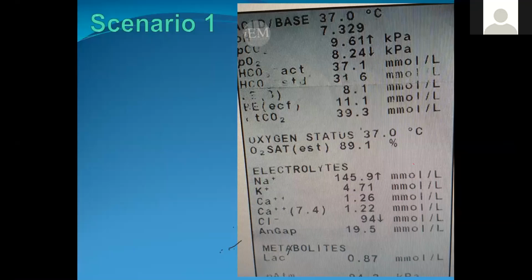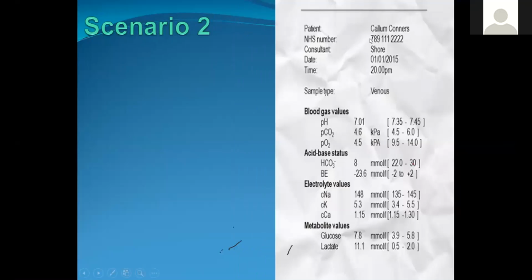If it is venous, we can say it's compensated because your PCO2 is high and your bicarb is also high, it's 31.6. And because of the high bicarb, it is chronic respiratory acidosis. Yes, exactly. What do you think about this blood gas?